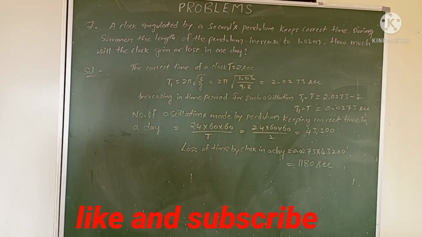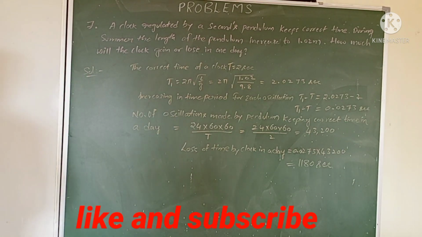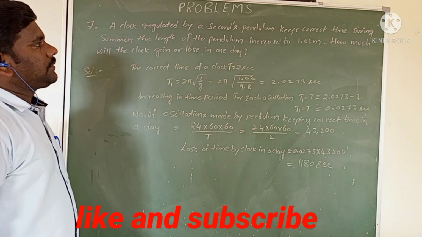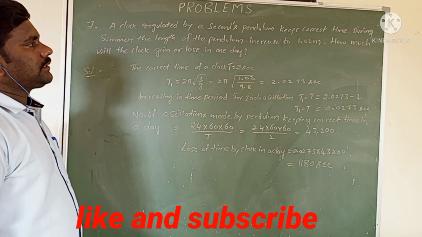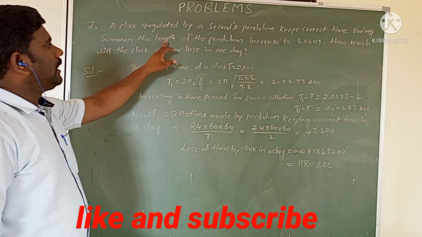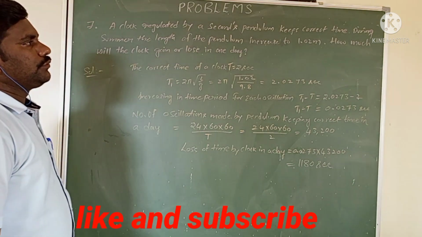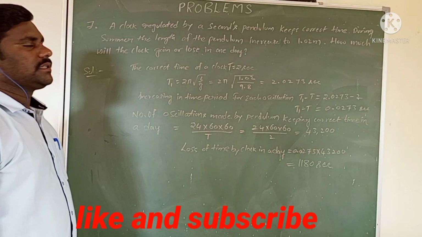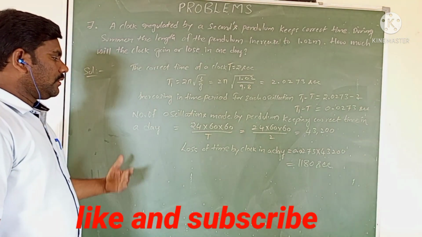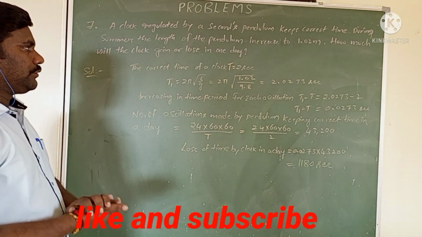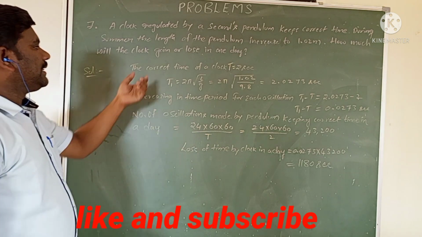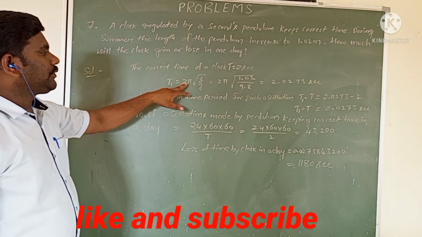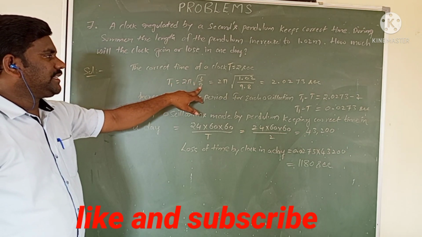Okay students, next problem. A clock regulated by a seconds pendulum keeps correct time during summer. The length of the pendulum increases to 1.02 meters. How much will the clock gain or loss in one day? So the correct time of the clock T is equal to 2 seconds. Then T1 is equal to 2 pi square root of L by g.